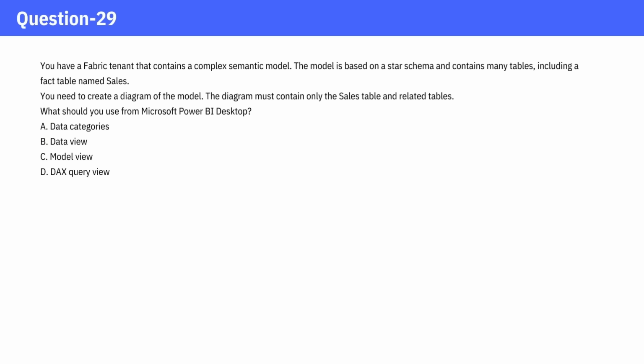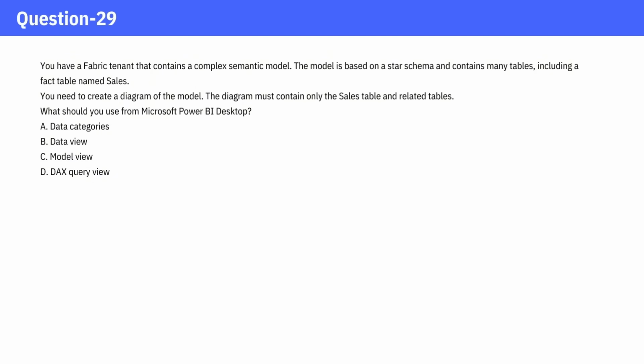Question 29. You have a Fabric tenant that contains a complex semantic model. The model is based on a star schema and contains many tables, including a fact table named Sales. You need to create a diagram of the model. The diagram must contain only the Sales table and related tables. What should you use from Microsoft Power BI Desktop? A. Data categories. B. Data view. C. Model view. D. DAX query view.